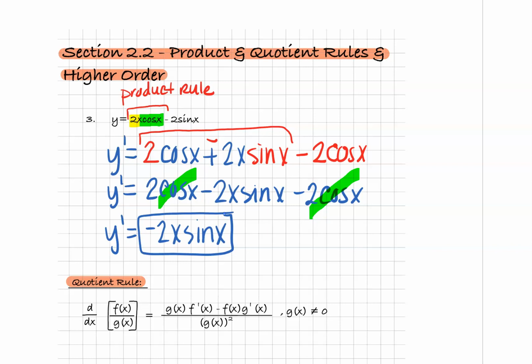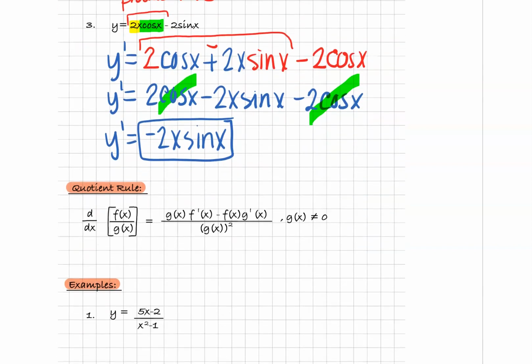Majority of students get that raw derivative, but they struggle on the cleanup, and you do need to complete the problem. So product rule, you take the derivatives, derivative of the first times the second plus the first times the derivative of the second, your basic rule. This leads us into our quotient rule.